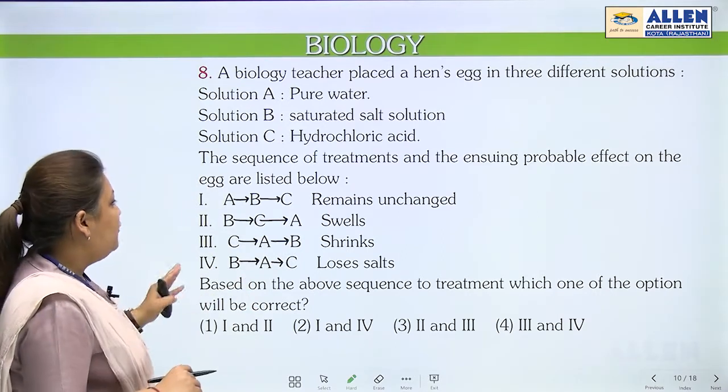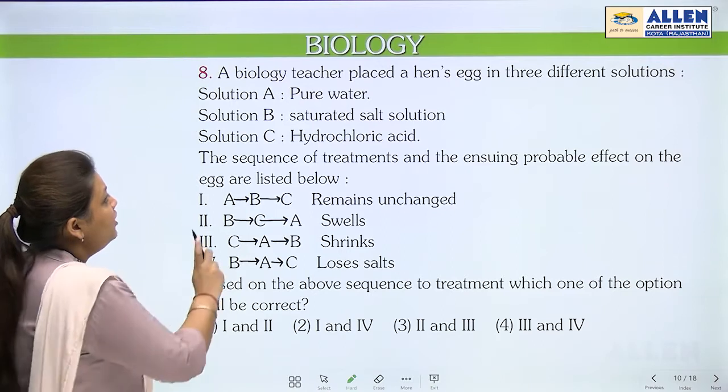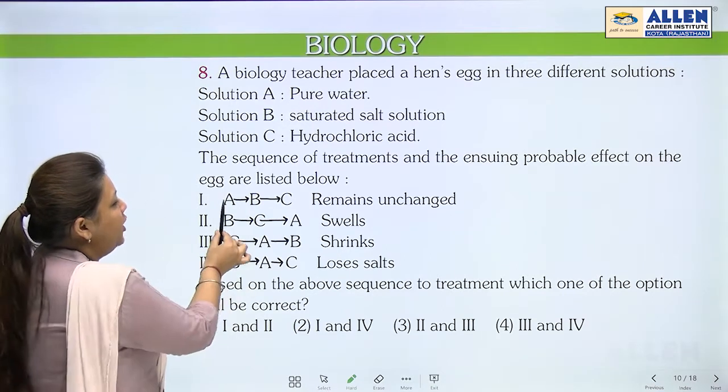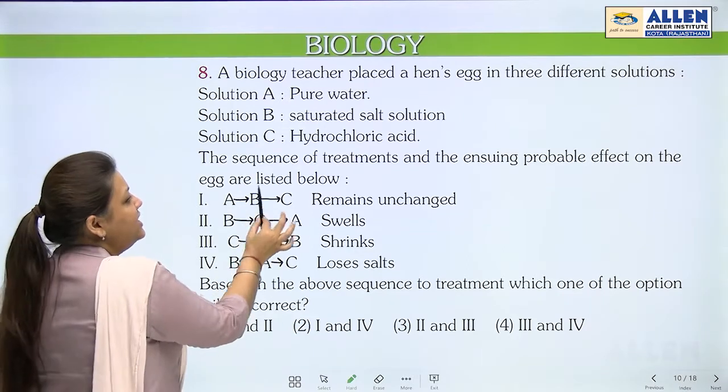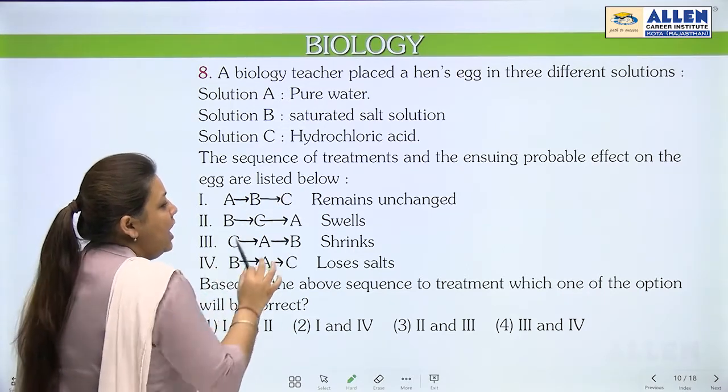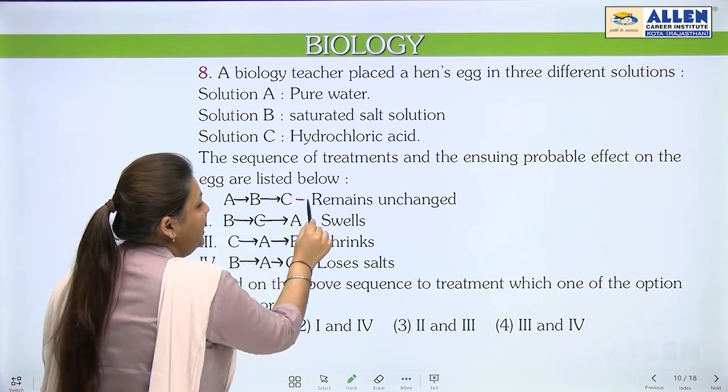Is it clear? So, moving on to the very first one, first of all, the egg has been placed in pure water, then it has been placed in the saturated salt solution, and then it has been placed in the hydrochloric acid, and the result is what? That is, it remains unchanged.